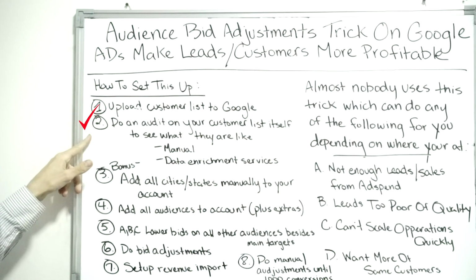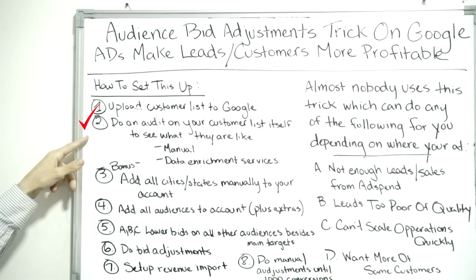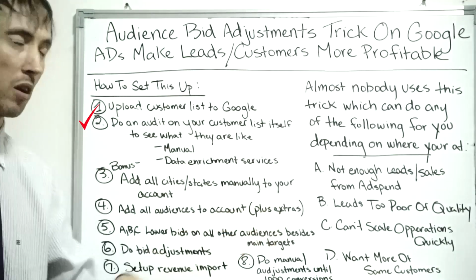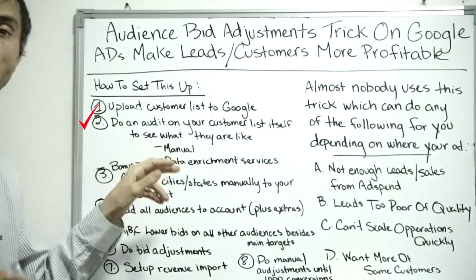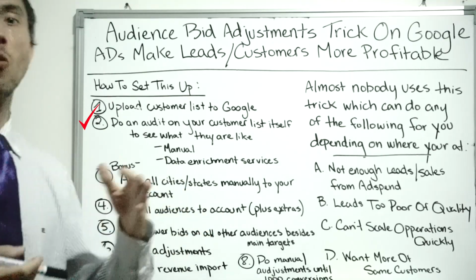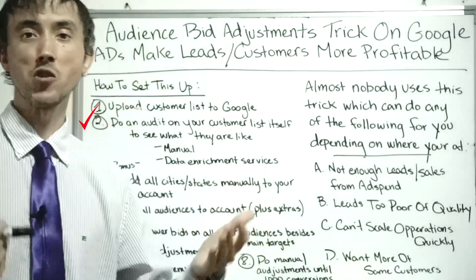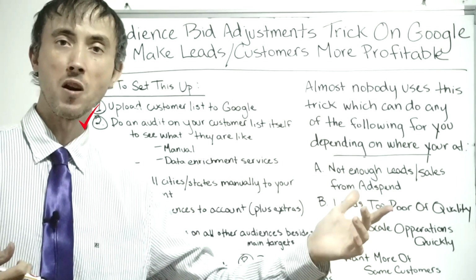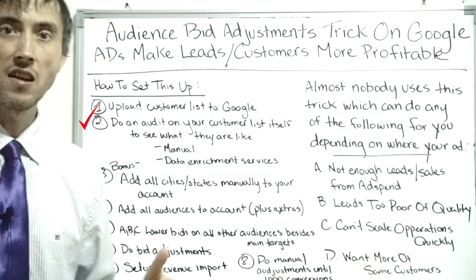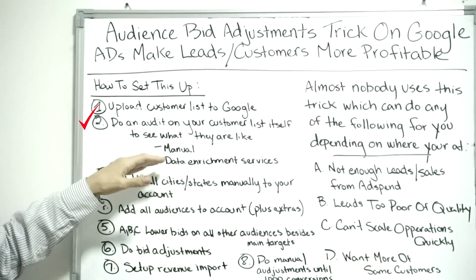As a continuation from number 1, Google gives you free data about your customers that you ultimately want to get more of. You can look at your customer list yourself and find out what the anomalies and trends in there are that make them unique. Are they from a certain part of the country? Are they a certain age? So on and so forth. You can look at that yourself.